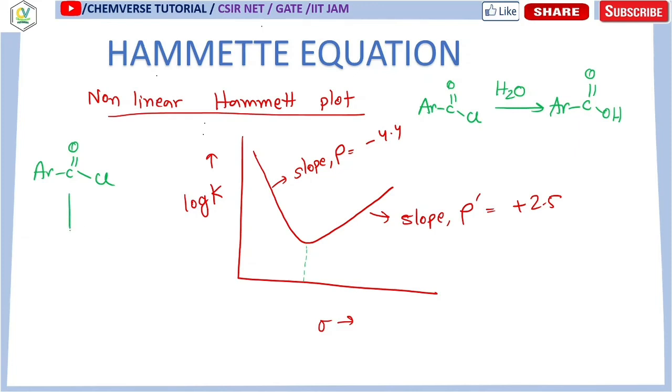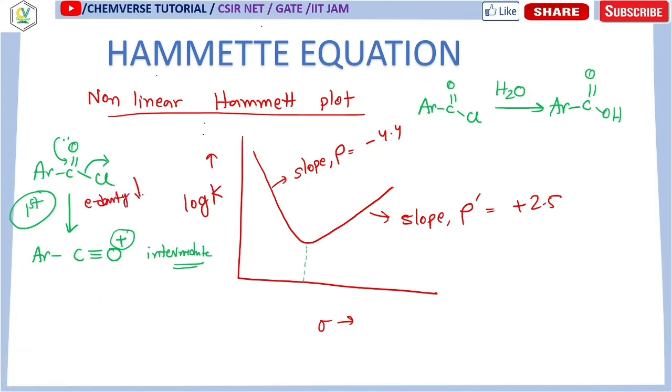In the very first step you can see the lone pair will come back, and chloride being a good leaving group can be removed from the system. So it is something like this. This is your intermediate, this intermediate is produced. Now you can see the first step of the reaction produces a positively charged intermediate, and initially the starting material was neutral. So during the course of the reaction, electron density is decreasing. Now since the electron density is decreasing, rho will be negative.